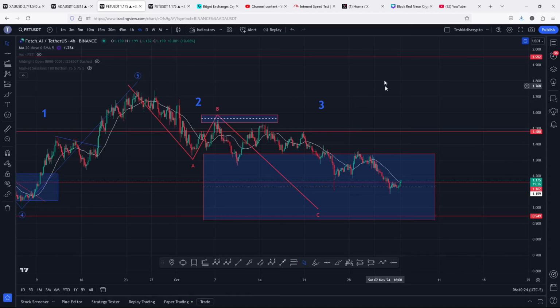Fetch AI at the time of this recording is seeing a bit of a short-term bounce in a move that has now given us a break above resistance, above the 1.162 and above the 20-day MA here on the 4-hour chart, flipping those two areas back into support.